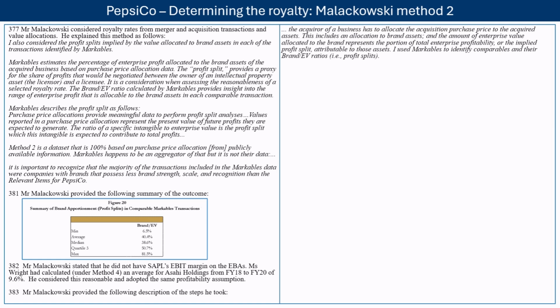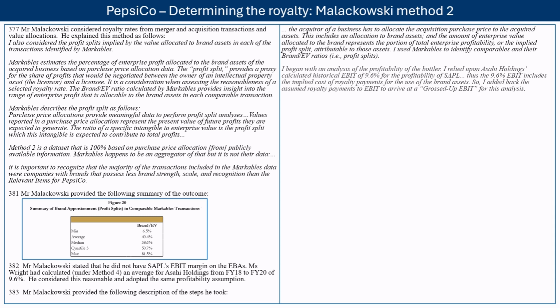He then took the following steps. The acquirer of a business has to allocate the acquisition purchase price to the acquired assets, and so I used the Markables data to identify the comparables and the brand and EV ratios. As we already said, this is what you need to do. You need to allocate the purchase price to the intangibles, and then you have the EV ratio and you can go calculate. I began with analysis of profitability of the bottler. I relied upon SI Holdings calculated historical EBIT of 9.6%. Thus, the 9.6% includes the implied cost of the royalty for the use of the brand asset. So I added back the assumed royalty payments to EBIT to arrive at a grossed-up EBIT for this analysis.